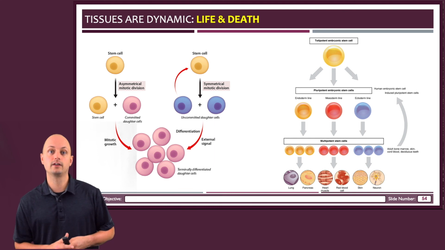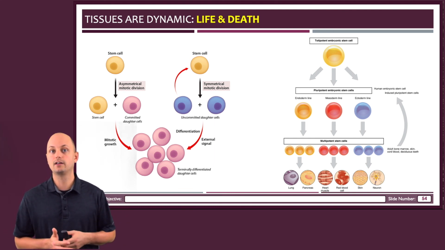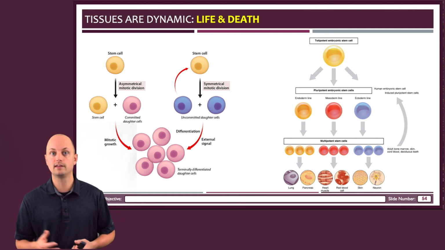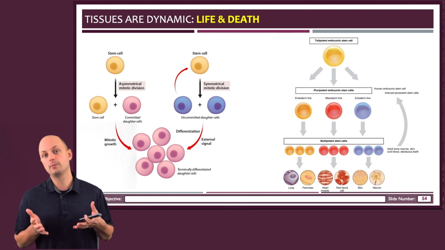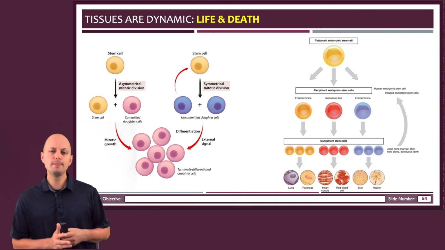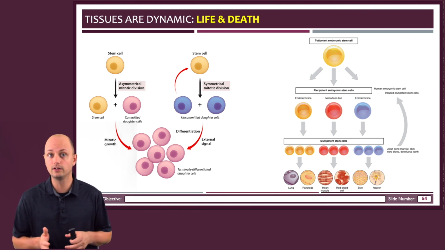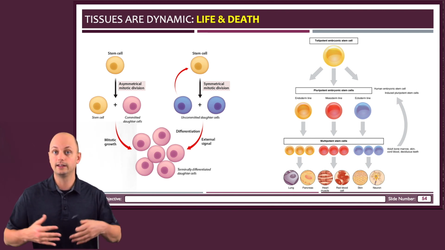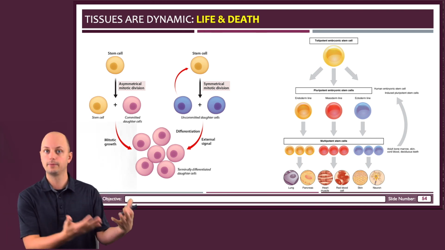Unipotent stem cells, on the other hand, are even more specific. So, for example, they might give rise to only a particular type of blood cell, like a red blood cell or a white blood cell, or only a particular type of muscle, like skeletal muscle. In fact, the osteoprogenitor cell that we talked about earlier in this unit is a really good example of a unipotent stem cell. It gives rise to one cell type, the osteoblast.